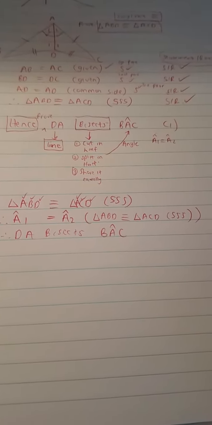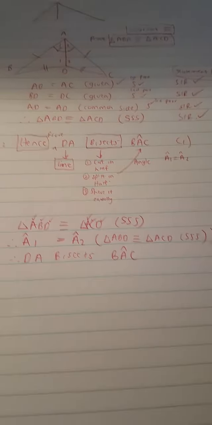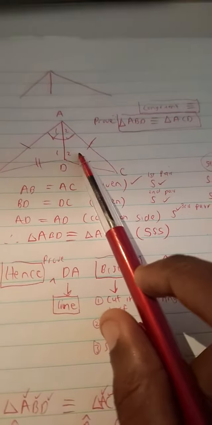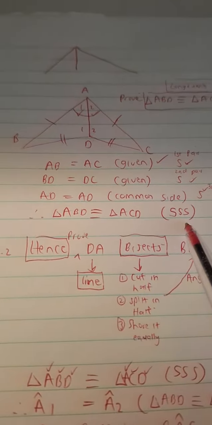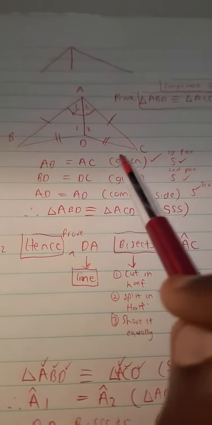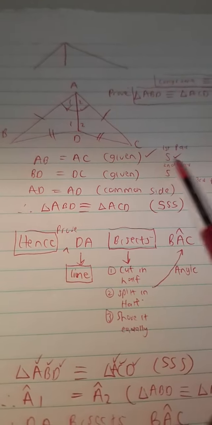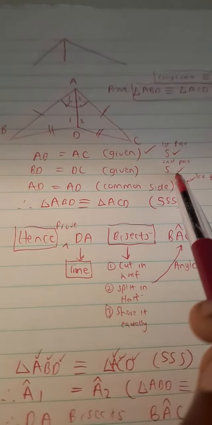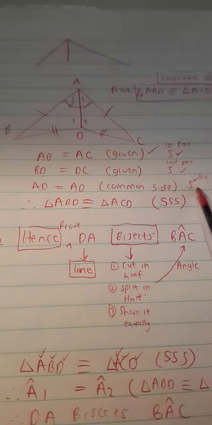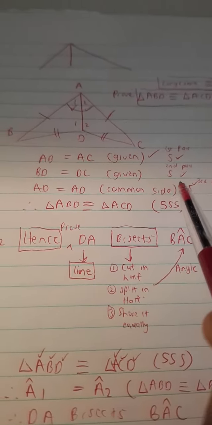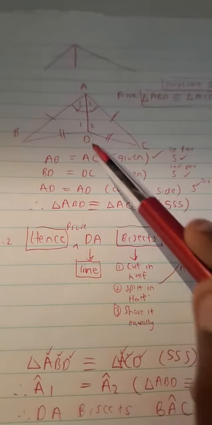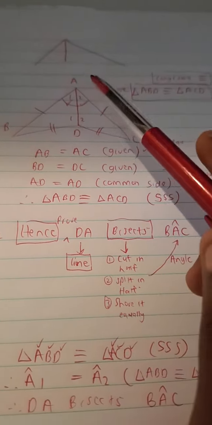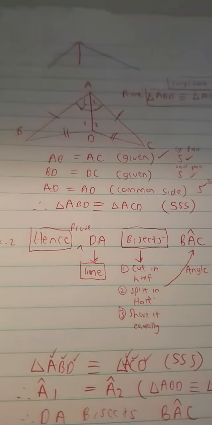Hey life, you're asking why is it SSS? We had just done this question. SSS, guys, means my first pair of sides, my second pair of sides, my third pair of sides, which therefore led us to say triangle ABD is congruent to triangle ACD.